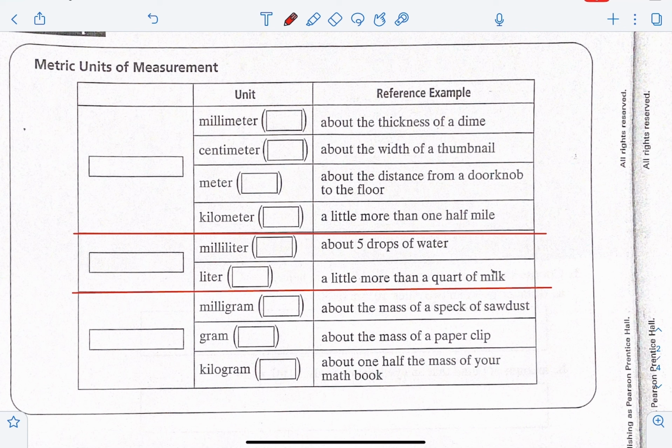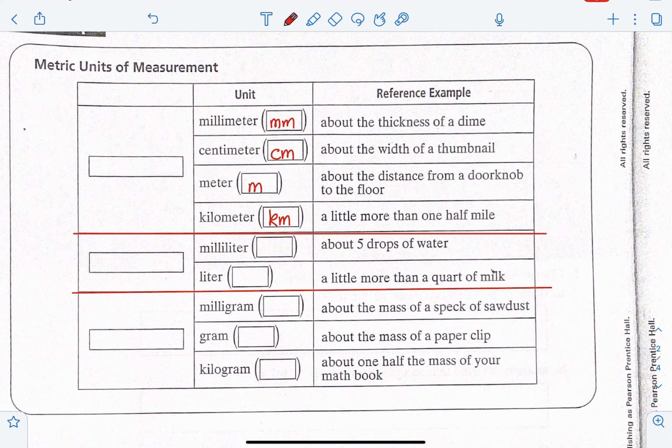So millimeter is going to be two lowercase m's. Centimeter is going to be a lowercase c and a lowercase m. Meter is just going to be a lowercase m. And kilometer is going to be a lowercase k and a lowercase m. It matters if you're doing lowercase or uppercase because some of them are going to have capitals, and sometimes when you use the capitals, they mean other things in other representations. So make sure that you're paying attention to lowercase versus capital.